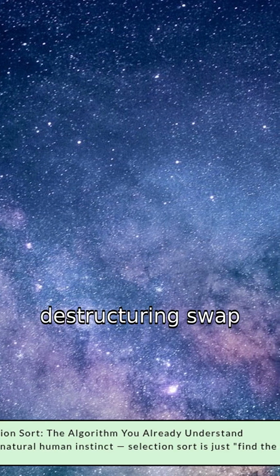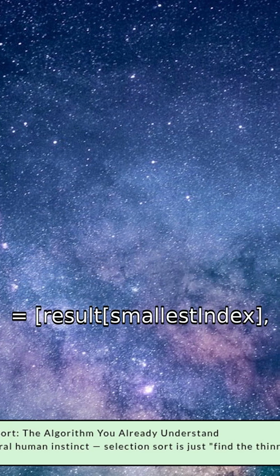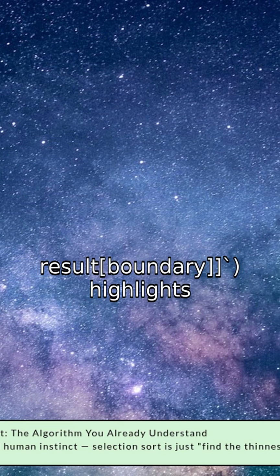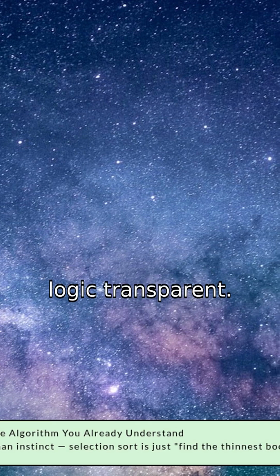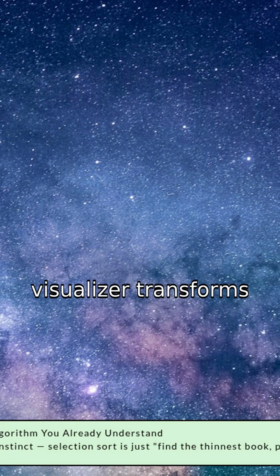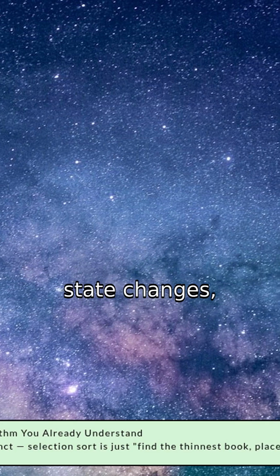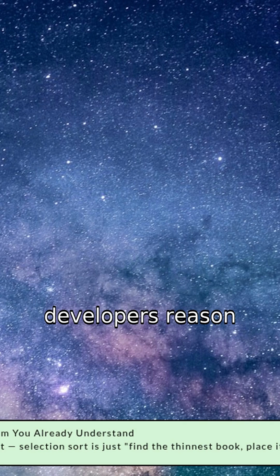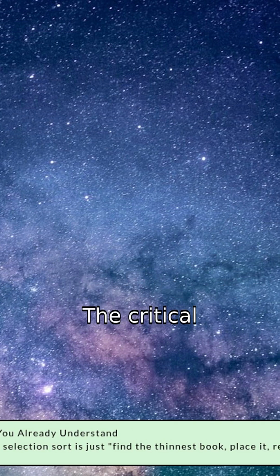The use of a destructuring swap, [result[boundary], result[smallestIndex]] = [result[smallestIndex], result[boundary]], highlights modern ES6 syntax while keeping the logic transparent. By logging each round's transformation, the visualizer transforms abstract code into a timeline of state changes, which is exactly how developers reason about edge cases and performance bottlenecks.